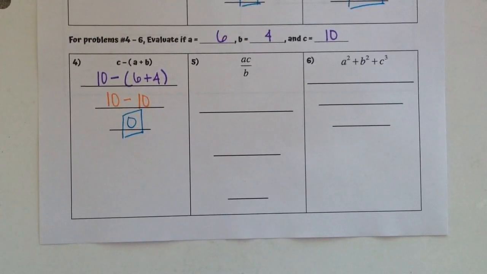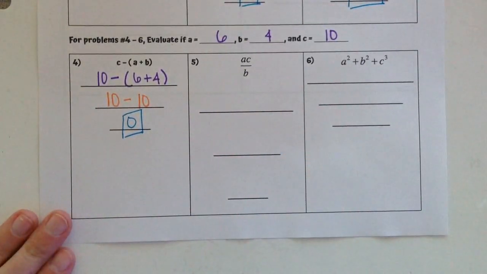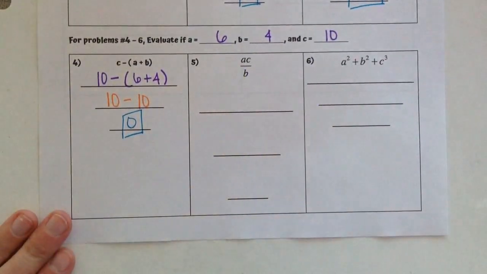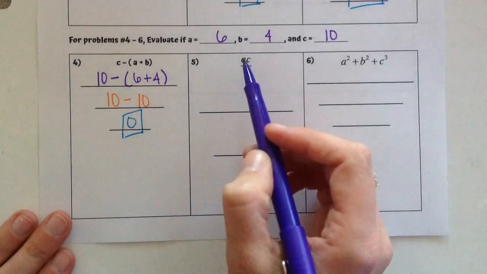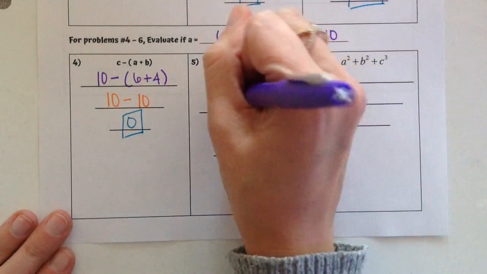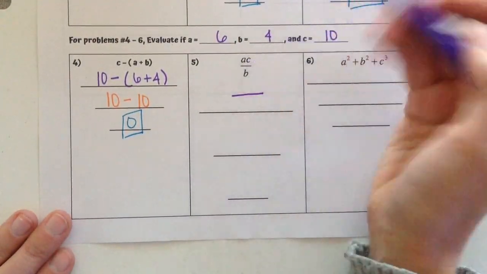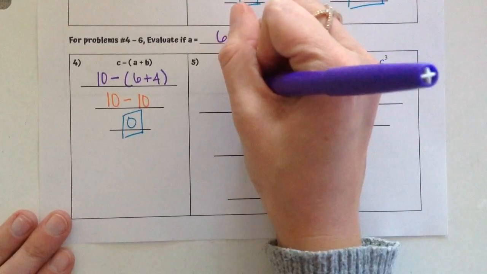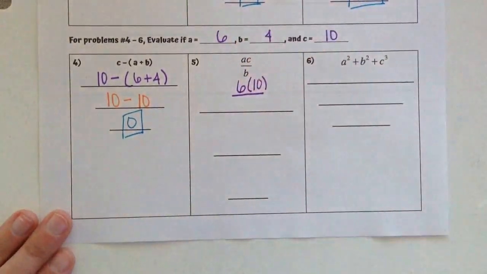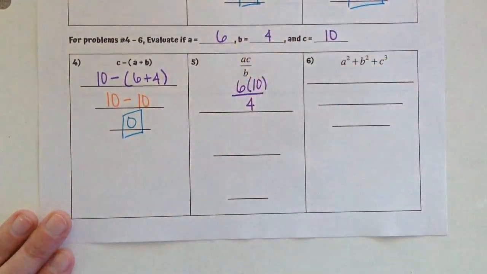All right, number 5. We have AC with a fraction bar over B. That can be kind of confusing, but remember that a fraction bar actually means division. So I'm going to rewrite this expression with that fraction bar, but plug in the numbers. So on the top, we have A next to C, which means A times C. So I'm going to show that with 6, which is A, times our C value of 10. And then our denominator on the bottom is 4.